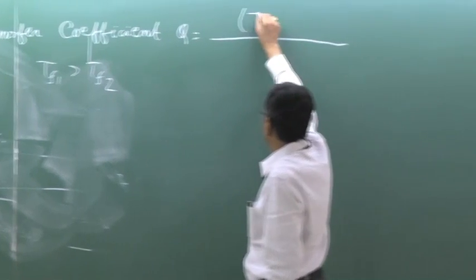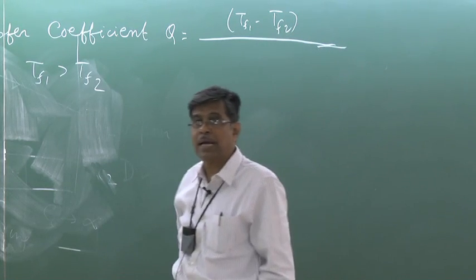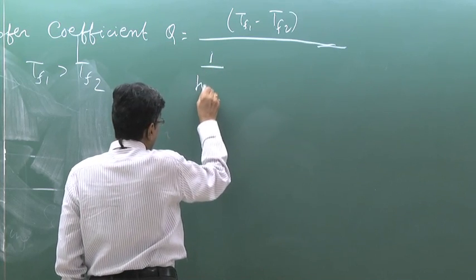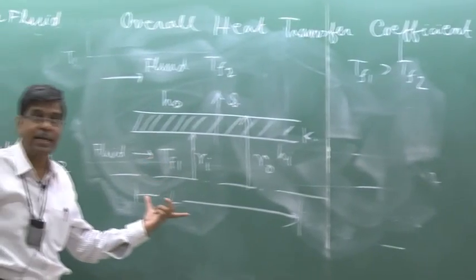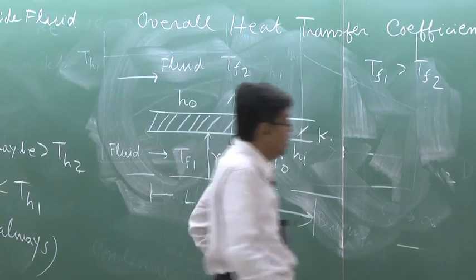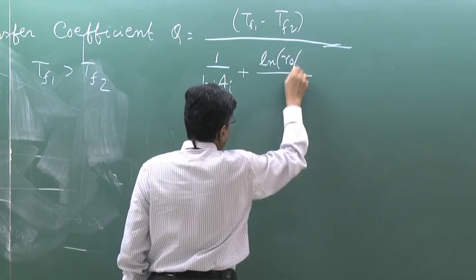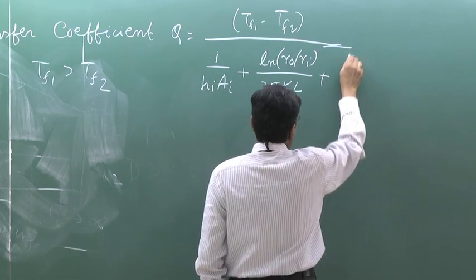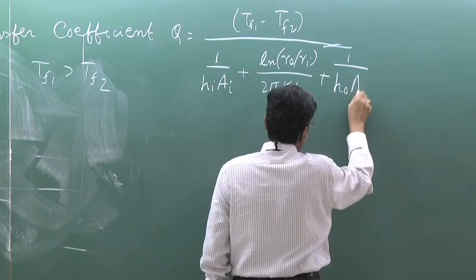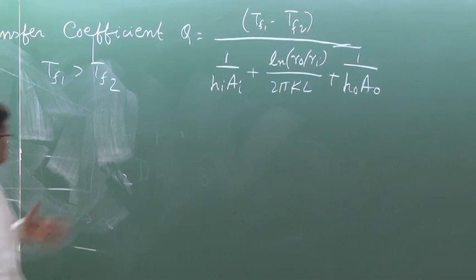And if the length of the pipe is L, then if you remember correctly, Q is equal to TF1 minus TF2, that is the overall temperature difference, the potential difference, divided by 1 upon hi Ai, if Ai is the inner surface area, that means 2 pi Ri into L, plus ln(Ro/Ri) divided by 2 pi k L, plus 1 by ho Ao, where Ao is 2 pi Ro into L, our outer surface area. So this is nothing but the total resistance.